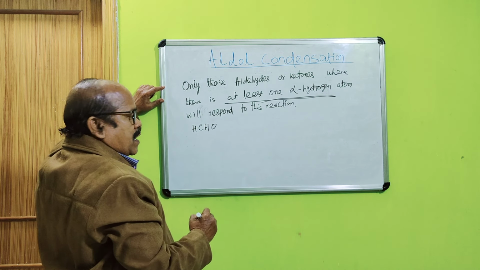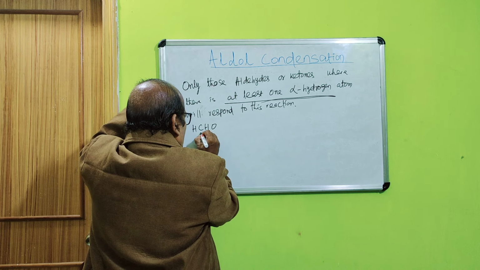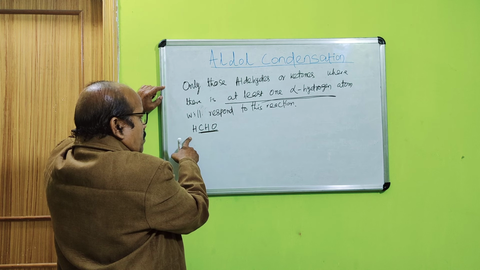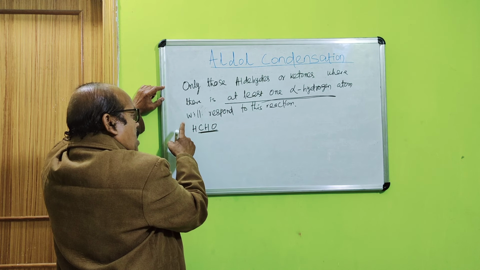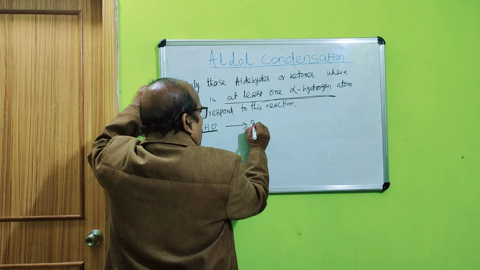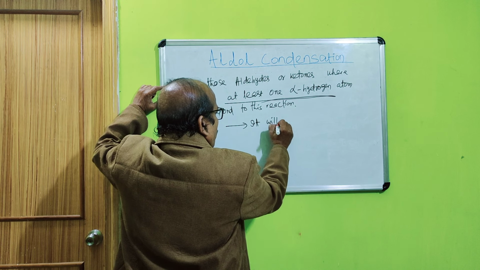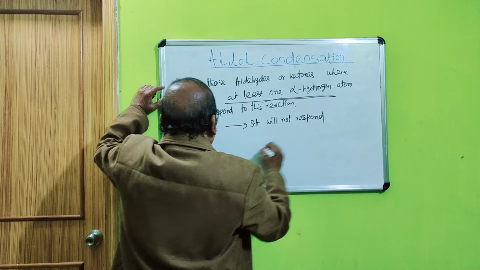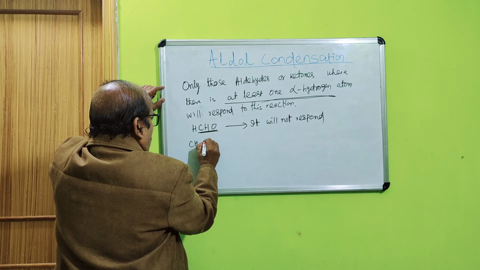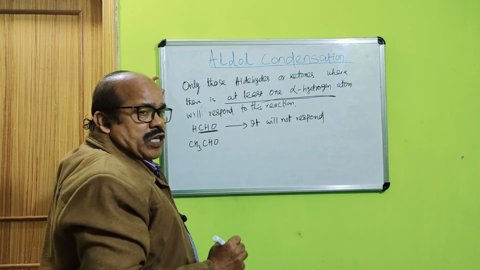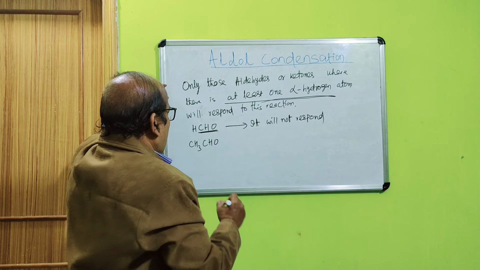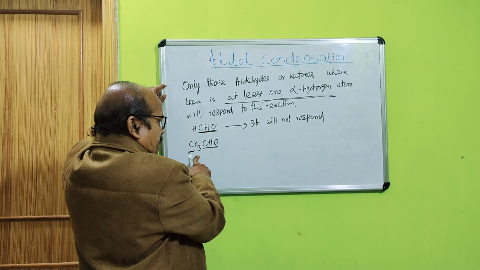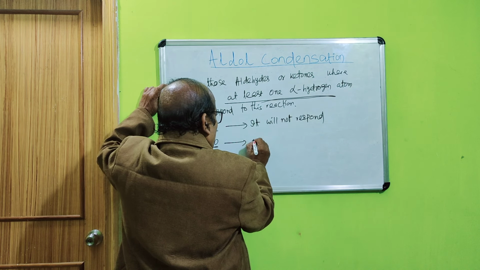This is formaldehyde or methanal. This is the functional group, having no alpha hydrogen atom, because it does not have an alpha carbon atom, so it will not respond. CH3CHO is acetaldehyde or ethanal. This is the functional group. This is the alpha carbon atom having three alpha hydrogen atoms, so it will respond.